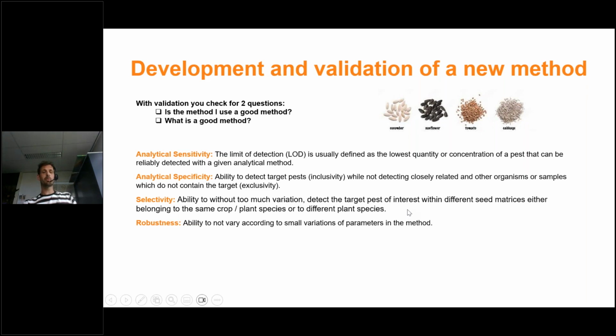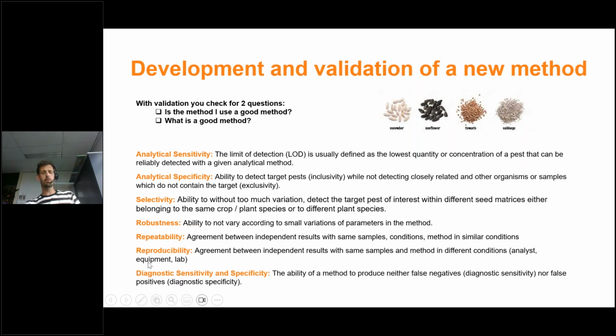Then the robustness of your method. So if you have small variations in your tests, like you're using centrifuge A and centrifuge B, which are not of the same brand, that we still have the same result. Things like that you can think of. Then there are 3 closely related ones. Repeatability and reproducibility are very important, since it can work on one day, but it should work on the day after as well.